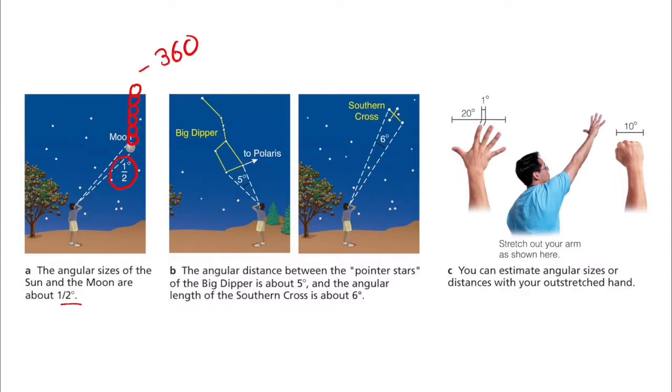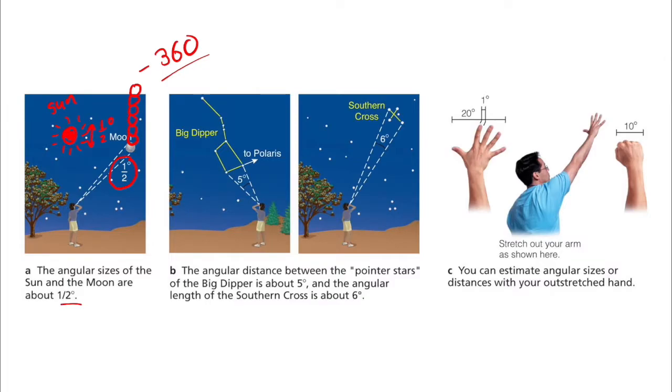360. Okay? Because each one is a half. So that means it takes 2 to make a degree, and then you have to make 180 of those degrees, so that's 360. It would take 360 moons to go across the sky. All right. And the sun is the same angular size. Of course, you wouldn't see it at night, right? But the sun is also half a degree. Same size, half a degree.